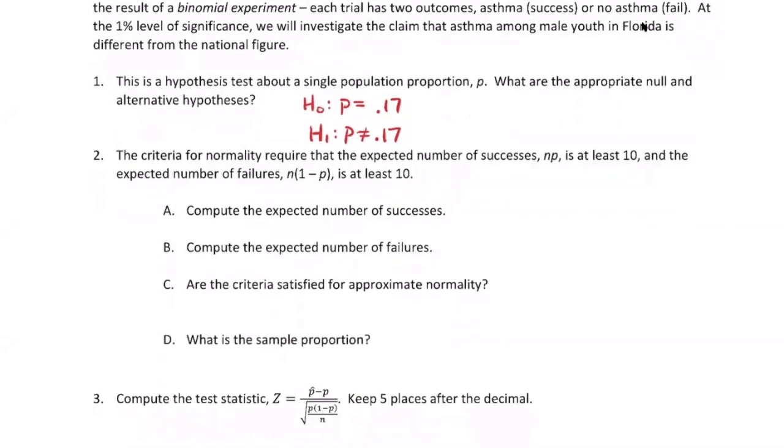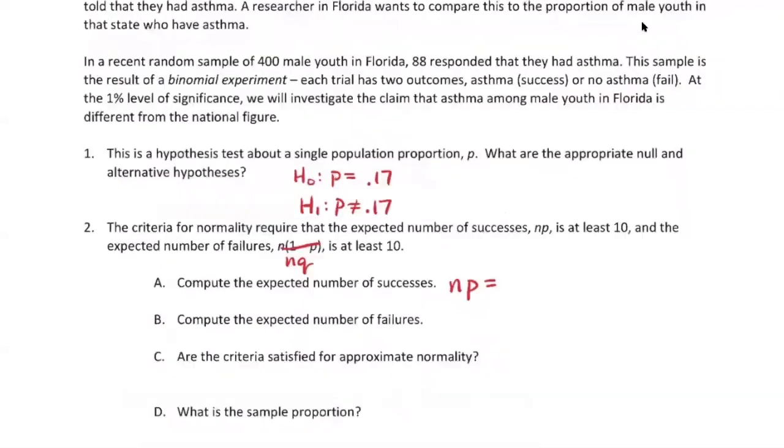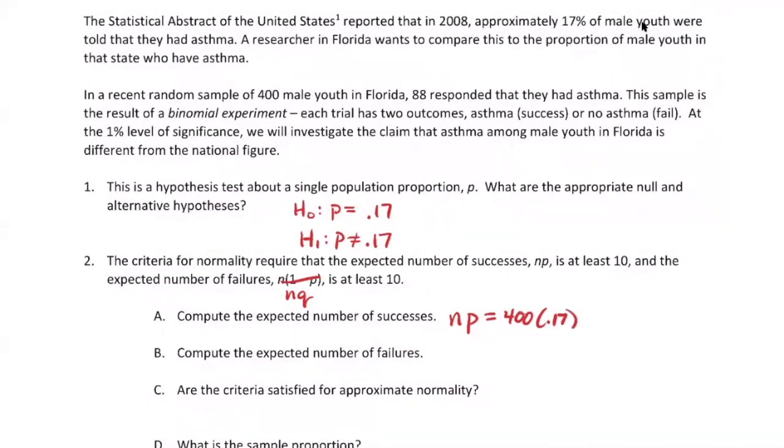You may remember the criteria for normality require that the expected number of successes, n times p, is at least 10, and the expected number of failures, n times 1 minus p, also has to be at least 10. By the way, this should be nq up here. You may remember 1 minus p is the same as q. So there are 400 kids, and 400 times p, which we assume is 17% under our null hypothesis, gives 68.